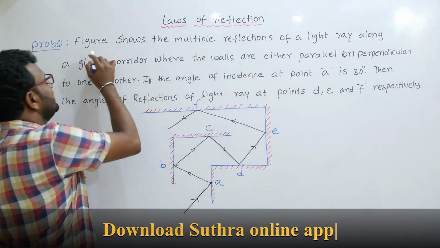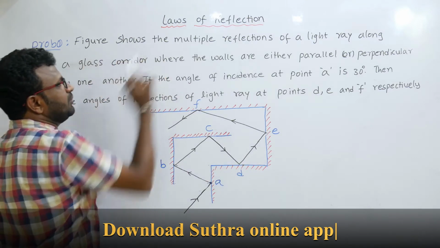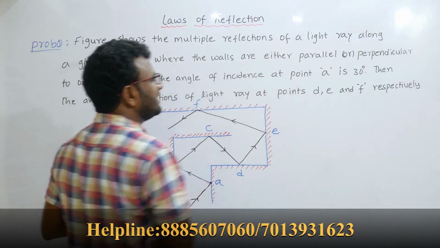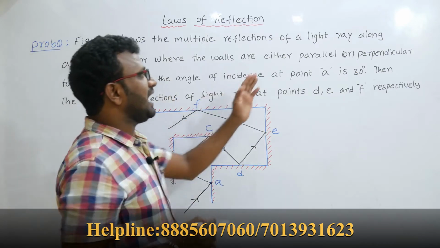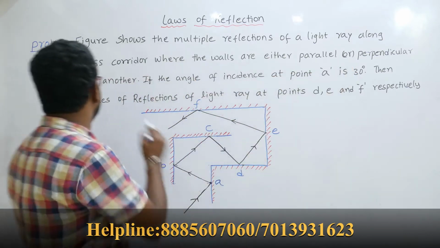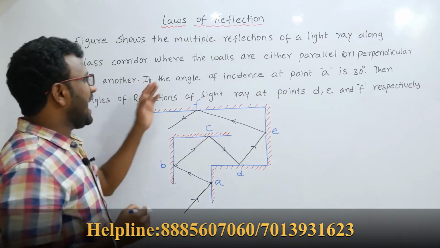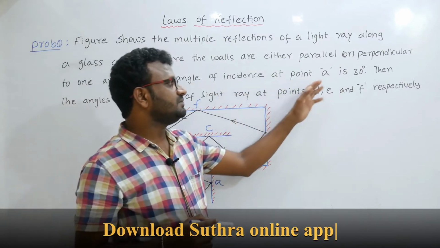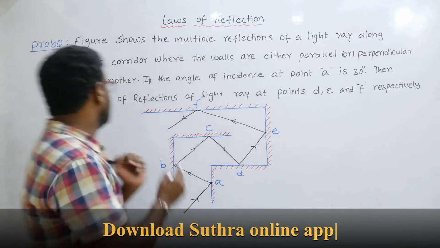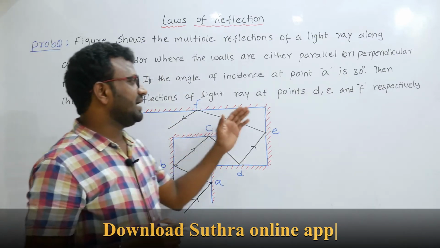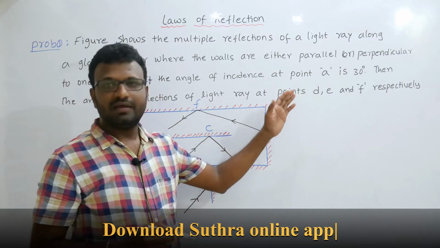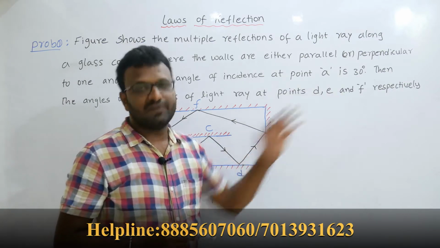What is given here? The figure shows the multiple reflections of a light ray along a glass corridor where the walls are either parallel or perpendicular to one another. If the angle of incidence at point A is 30 degrees, then find the angles of reflection of the light ray at the points D, E and F respectively.